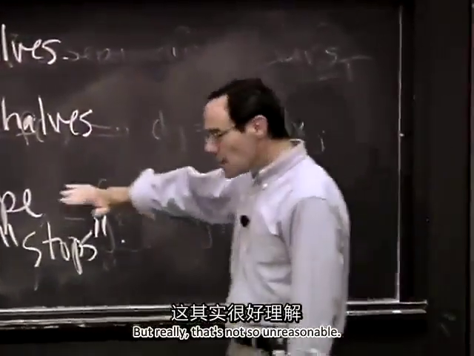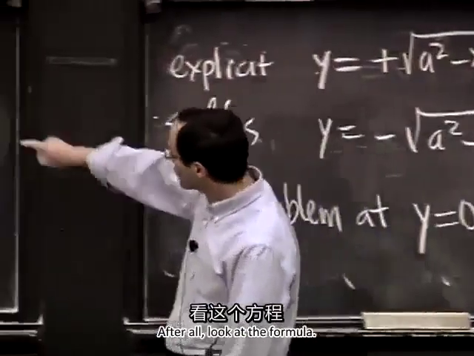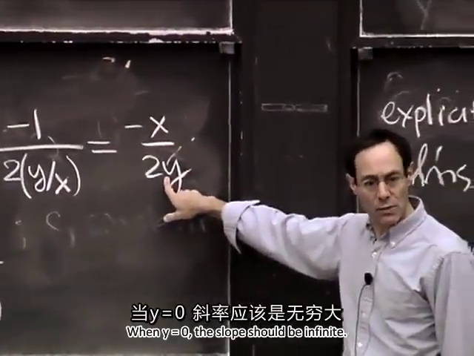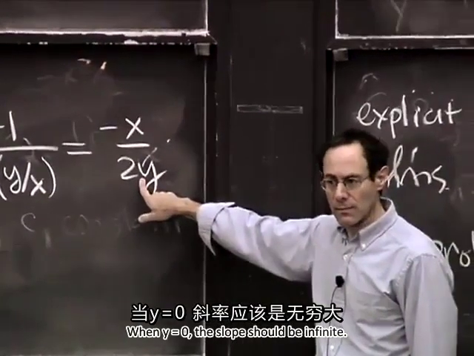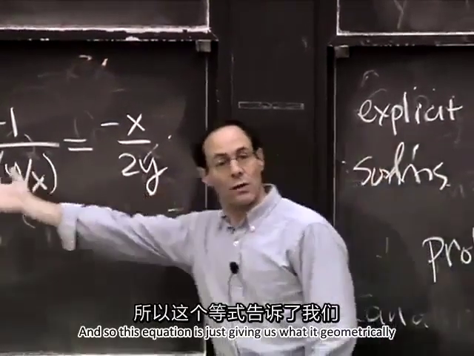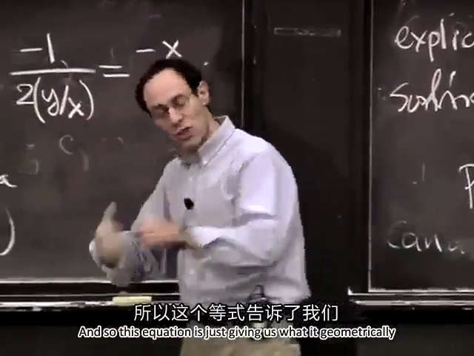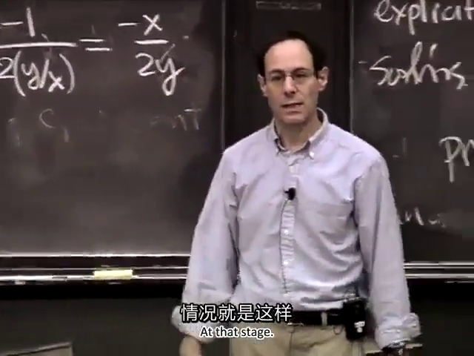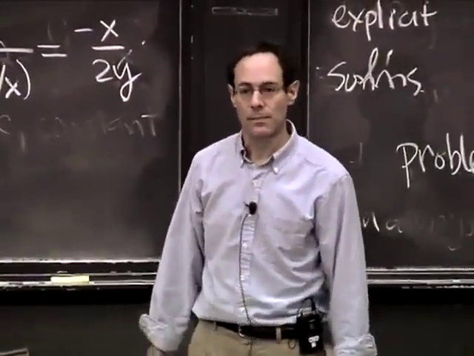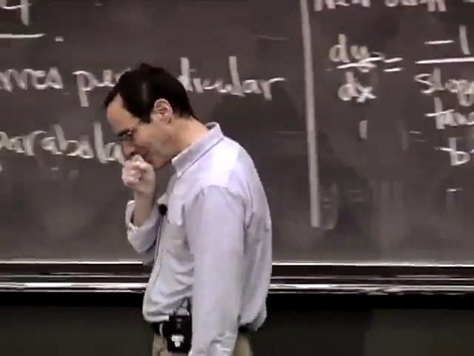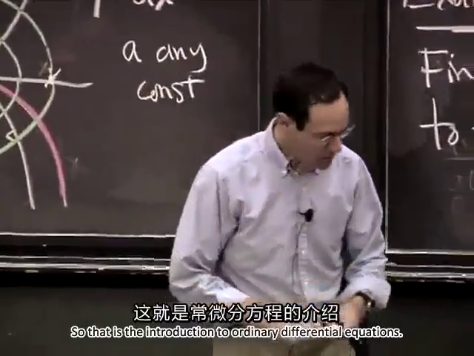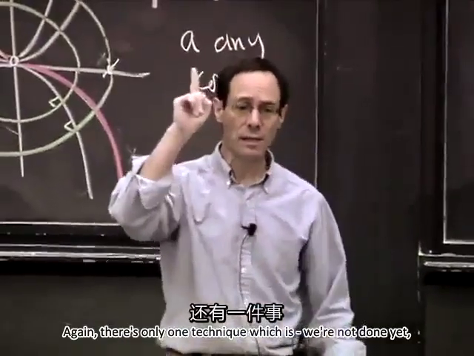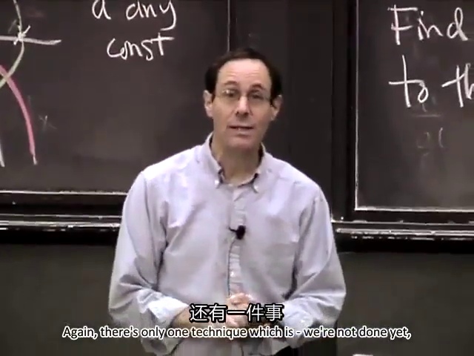But really, that's not so unreasonable. After all, look at the formula. There was a y in the denominator here. When y is equal to 0, the slope should be infinite. And so this equation is just giving us what it geometrically and intuitively should be giving us at that stage. Okay, so that is the introduction to ordinary differential equations. Again, there's only one technique, which is, we're not done yet, though.